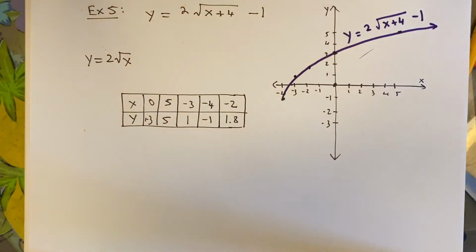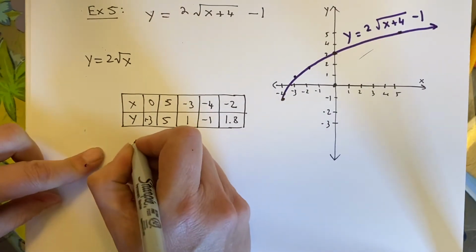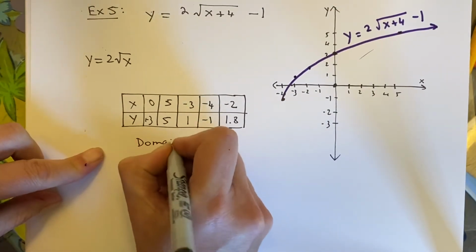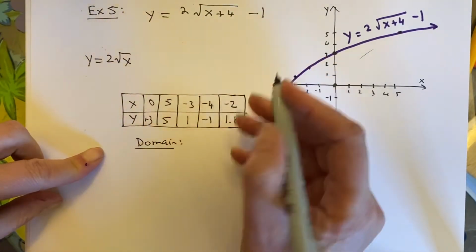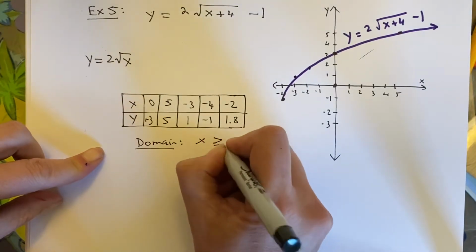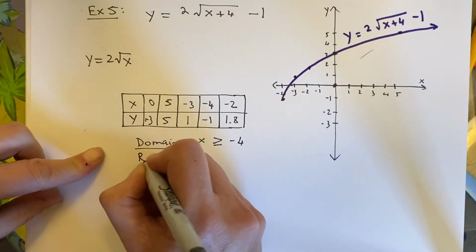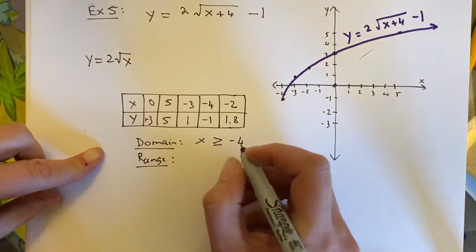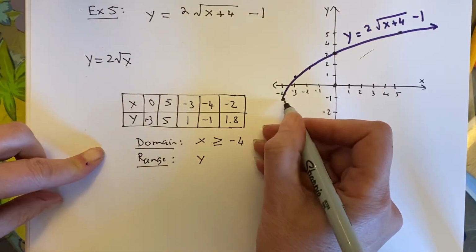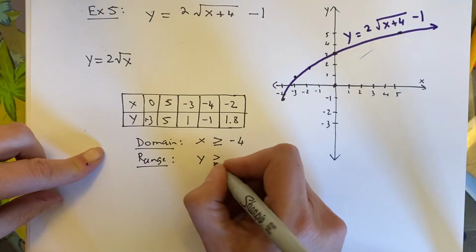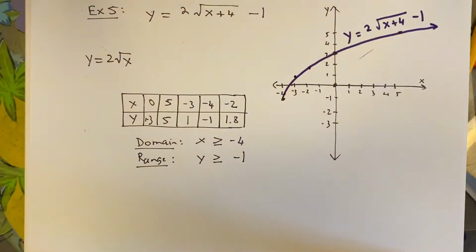We need to define the domain and the range, as we were yesterday. And the domain, all the x values, you can see the x's cannot go any less than -4, or you'll get a negative square root. So x has to be greater than or equal to -4. And the range, you can see the domain defines the range, and the y's do not go below -1, so y is greater than or equal to -1. And so now you've graphed your function, you've defined your domain and your range.